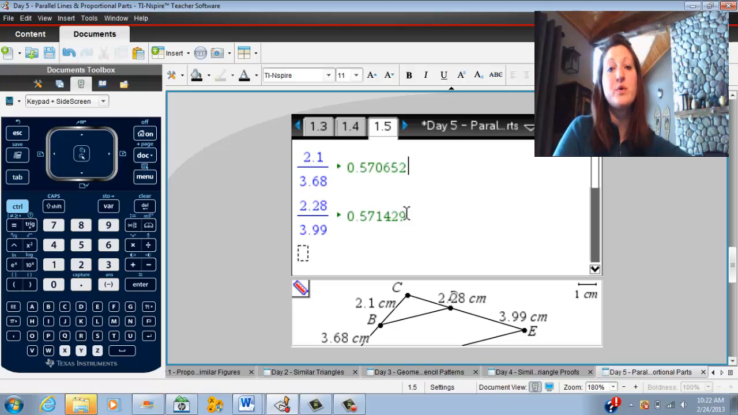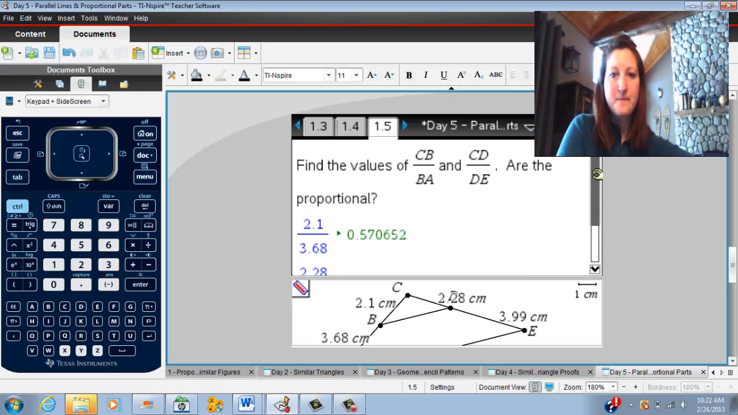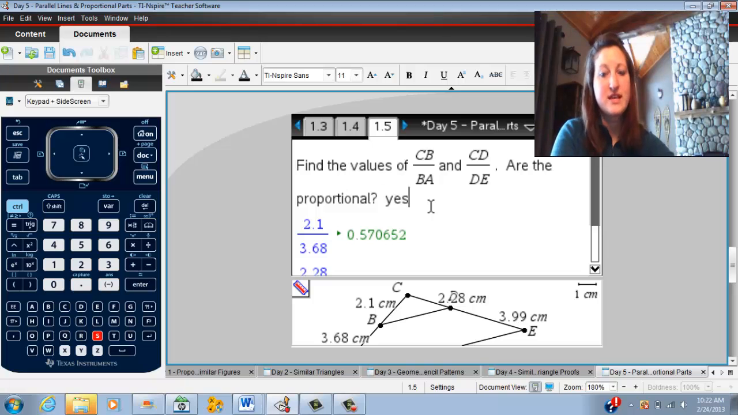So what we've just shown is that those sides reduce down to the same fraction. What that means is that they are in proportion. So if we go back up here, find the values of CB over BA and CD over DE, we did, and are they proportional? We can say yes, and again, because they reduce to the same number.